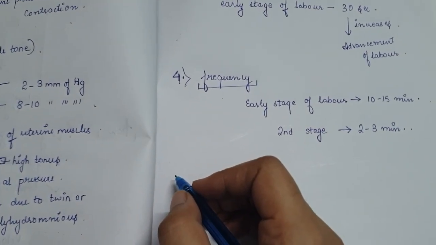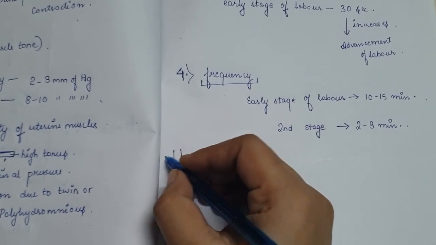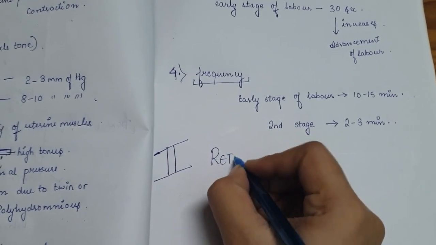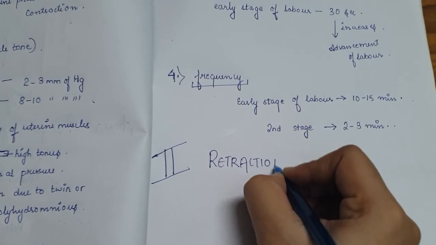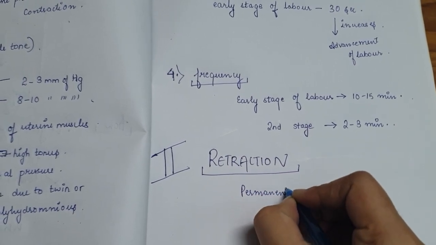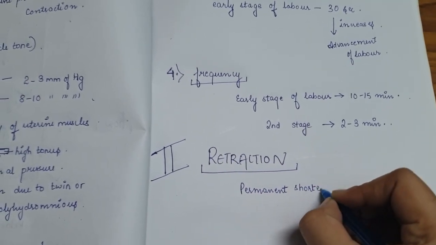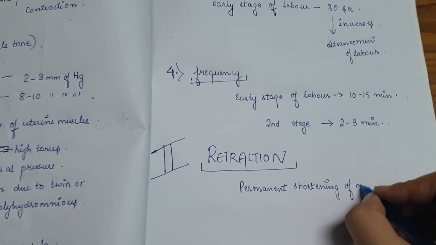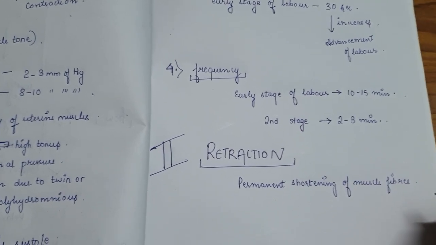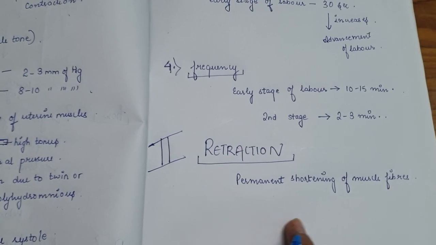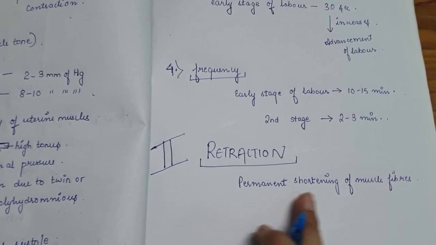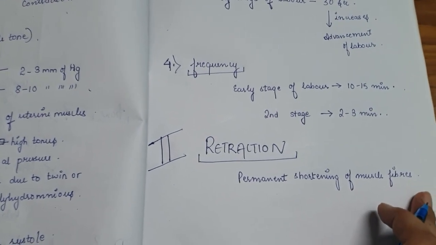So that's all about the uterine contractions. Now, our second term under the physiology of labor is retraction. The meaning of retraction is the permanent shortening of muscle fibers. The meaning of contractions is the temporary shortening of muscle fibers, but in retraction there is a permanent shortening of muscle fibers.